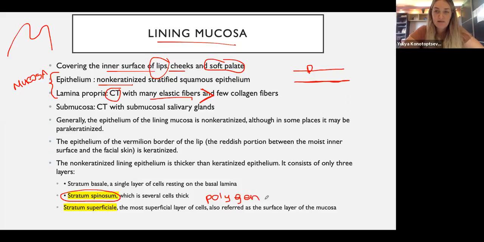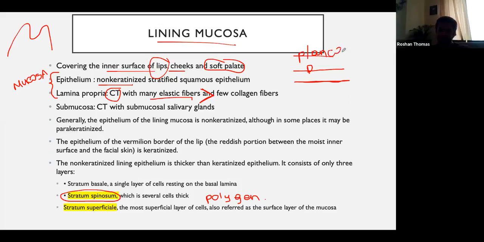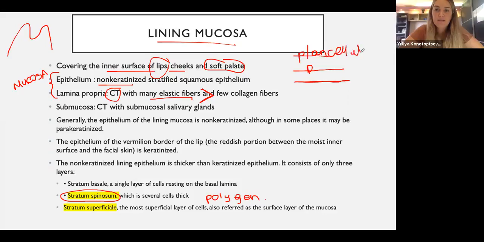And what is the last layer? The one facing outside. In the book, in the world, we call it superficiale. In this university, we call it... Planocellulare. Okay, we're going to call it planocellulare.